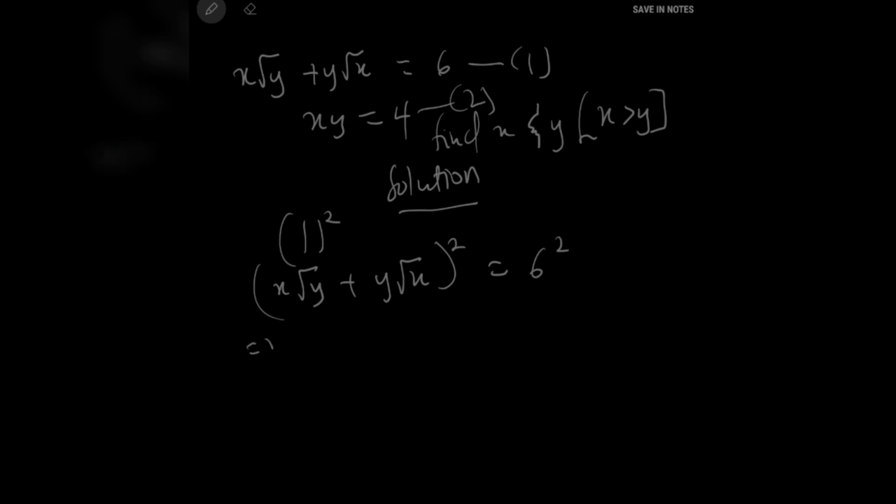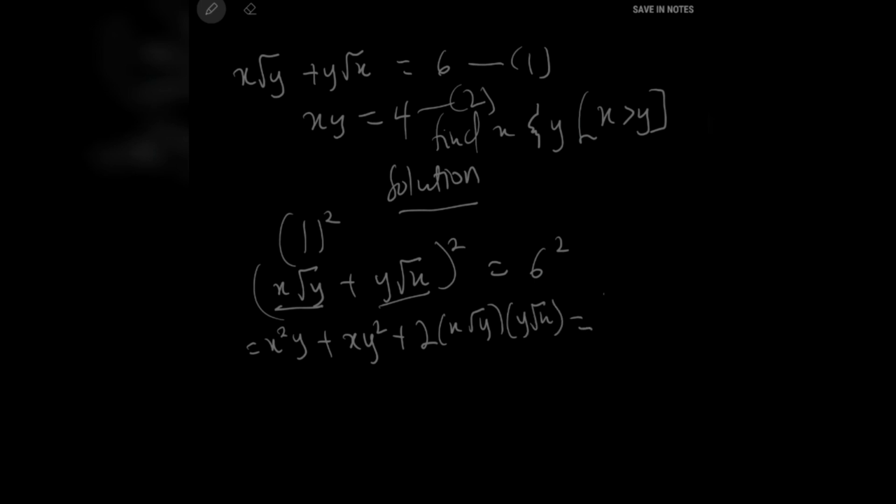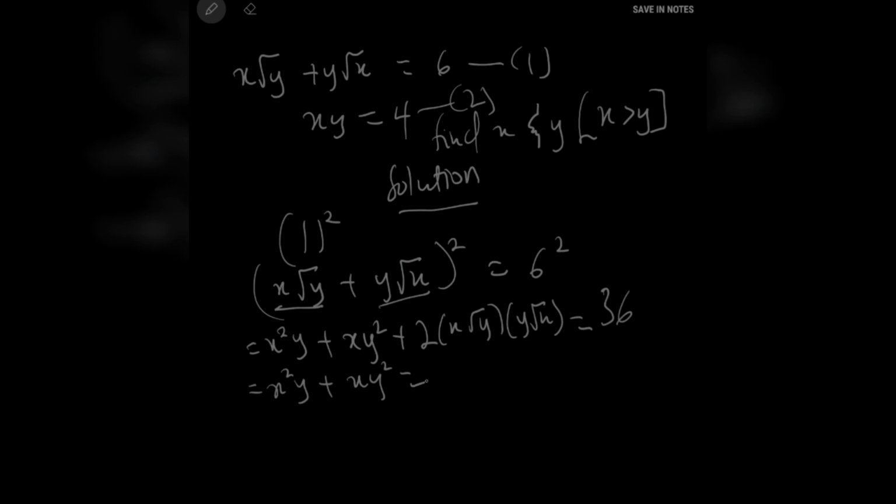Now this is the same thing as the whole of this one squared. That will be x squared y plus this one squared, which is xy squared, then plus 2 multiplying x root y multiplying y root x equals 6 squared, which is 36. So we get x squared y plus xy squared plus, now we can multiply this to get, 2xy root xy.